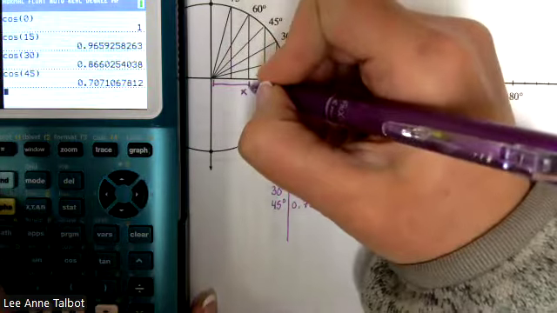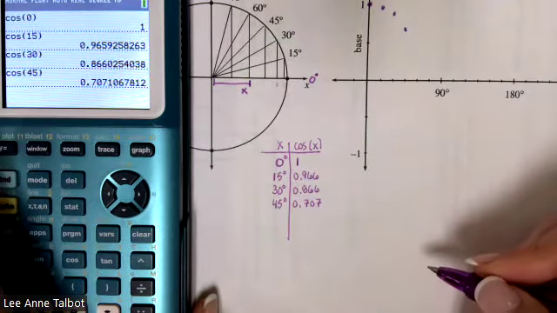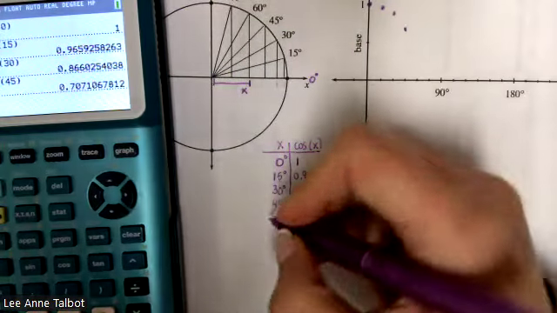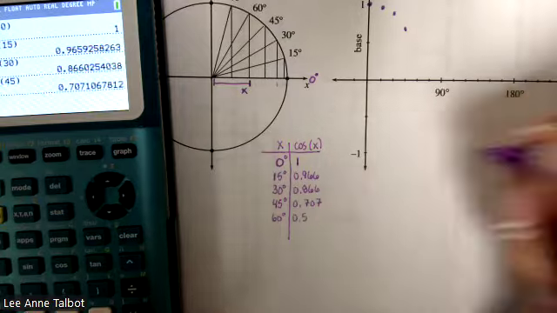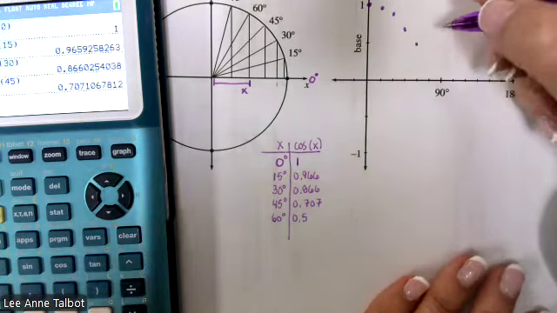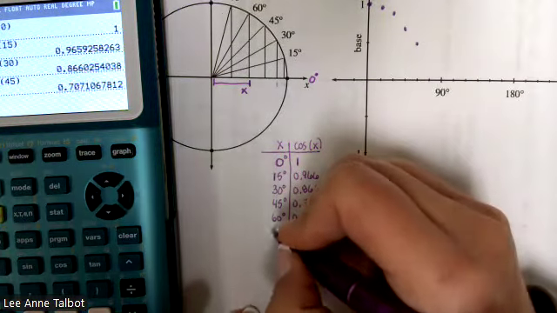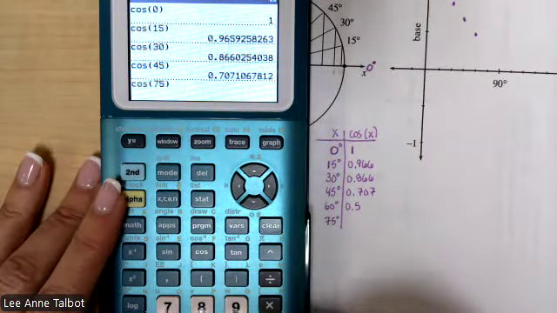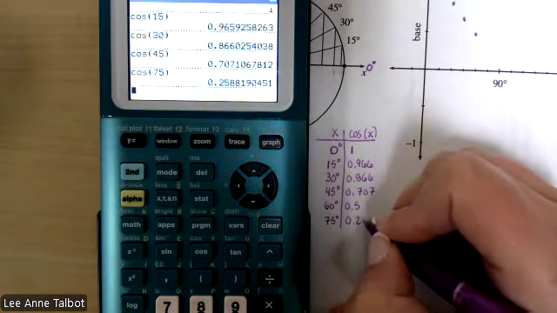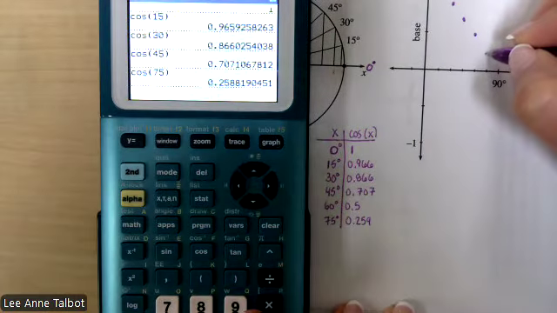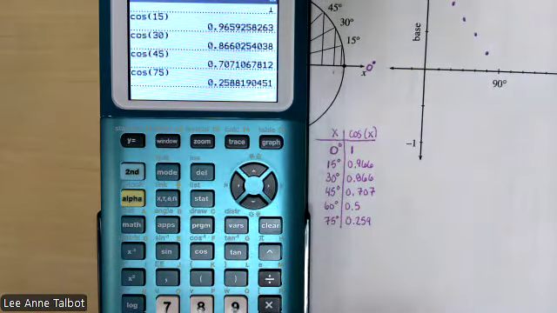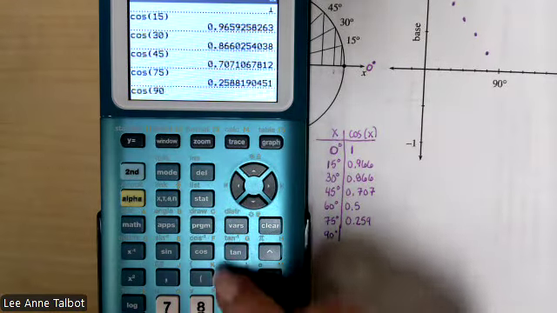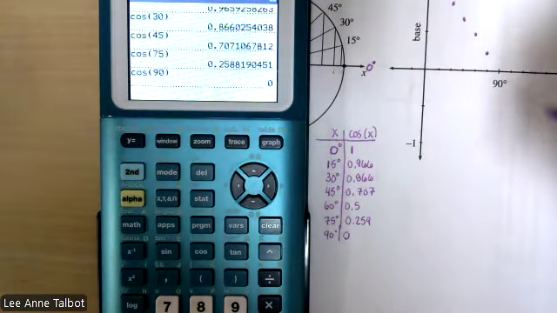Graphically speaking, what's 60? 0.5, right? If this is 1, that was 0.5. Okay. 75 degrees. I don't even remember what that was. 0.259. Right. And then what do you predict 90 degrees will be? Yep.